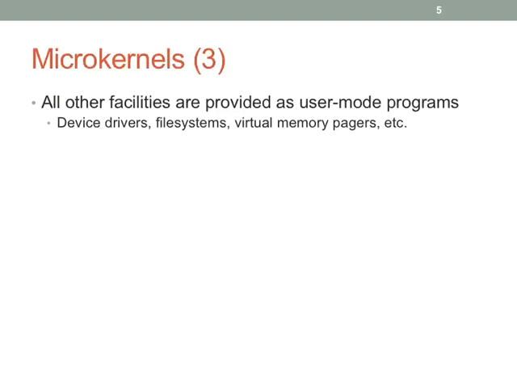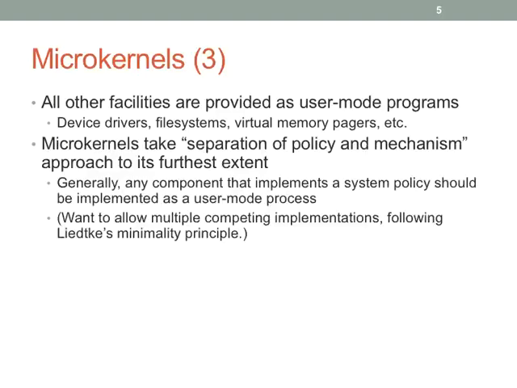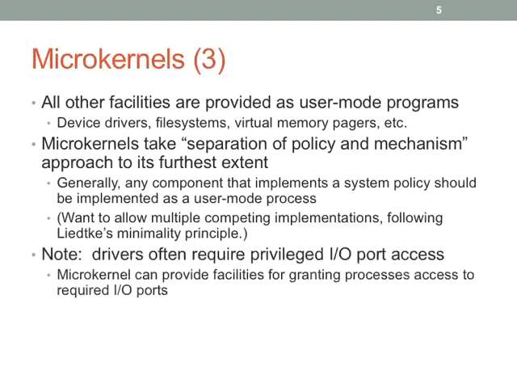So same thing with file systems. It's not like the disk controller necessarily is managed entirely by the file system code in user space, but the microkernel will defer to the file system program to figure out how to interpret the data that it's seeing and so forth. So you could really say that microkernels are on one end of the spectrum as far as separating policy and mechanism. We separate it as much as possible. We get as much out of the kernel as we possibly can. Okay, so anything that implements a system policy should be a user mode process because we want to allow multiple competing implementations. So following this minimality principle.